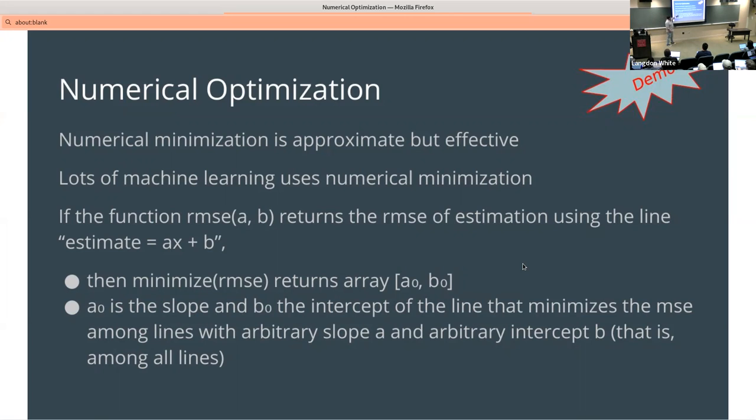So because we know we want this RMSE to be as small as possible, why not just try every intercept and slope to figure out what the best line is? Does that make sense? And this is actually why it's called regression, because you are trying it over and over and over again. Okay.